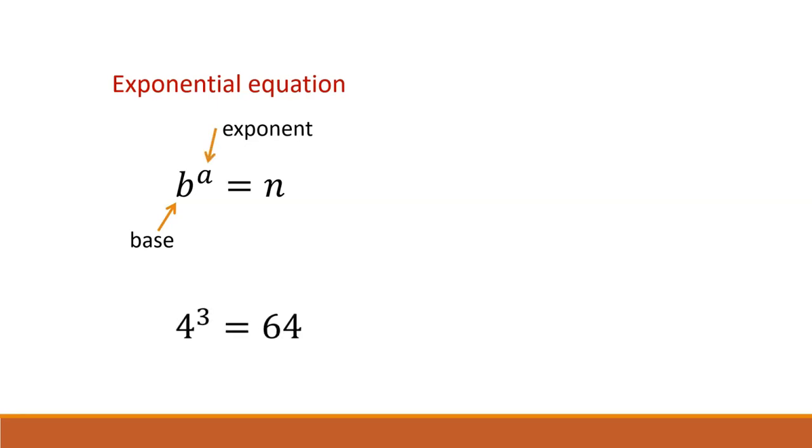The key to understanding logarithms is to recognize their relationship to exponential equations. If our exponential equation is b to the a equals n, then the b is the base and the a is the exponent. So if we say 4 to the third equals 64, we mean that 4 times 4 times 4, or 3 factors of 4, are 64.